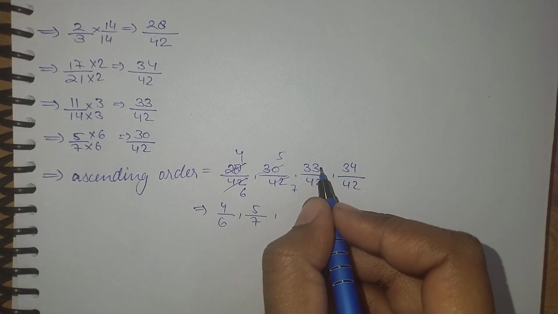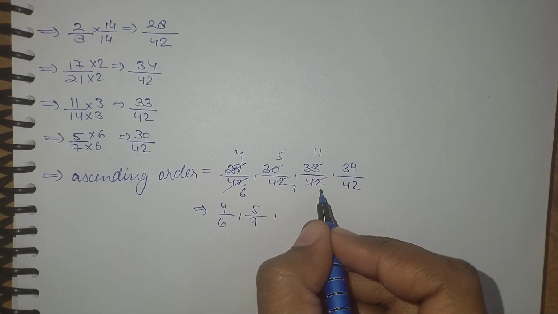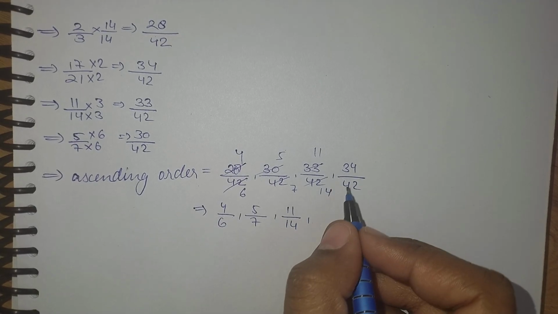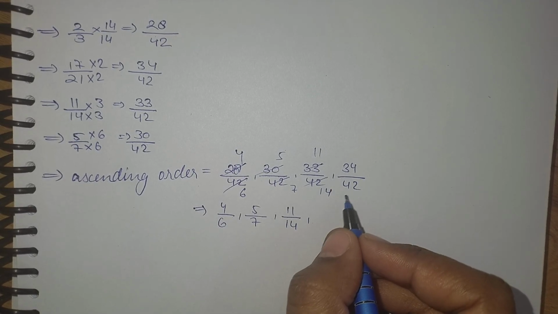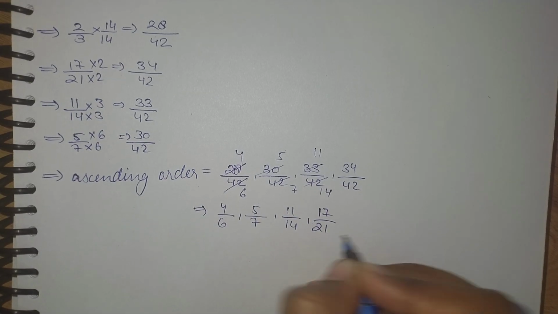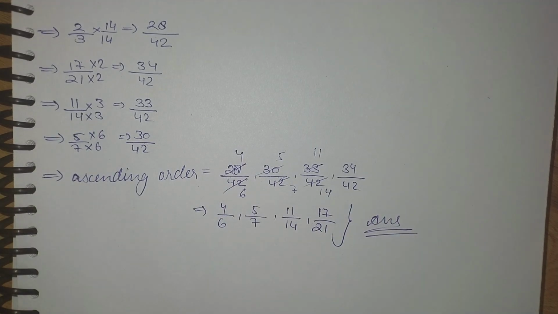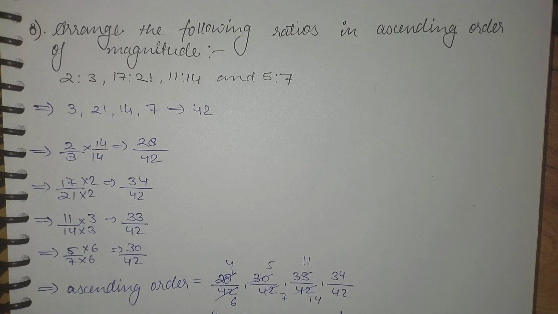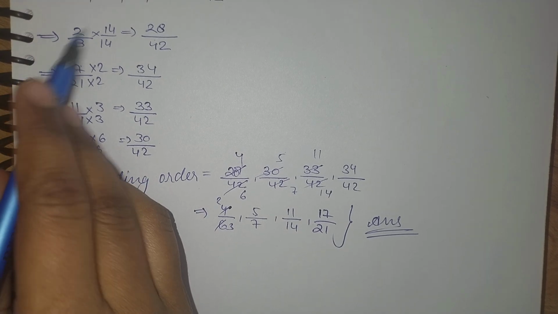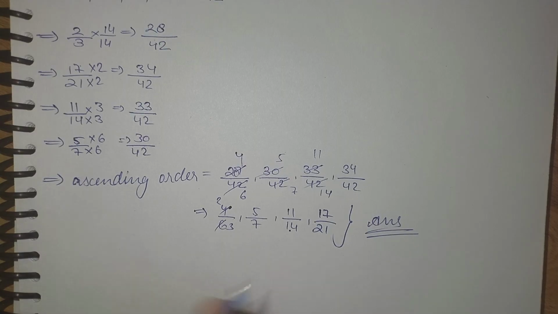Here also if we simplify, 33 by 42 will be cancelled out by 3, so 11 by 14. Here 34 by 42 is 17 by 21. So this is the simplified ascending order here, and this is the ascending order of the given ratios by magnitude. Hence question number 8's final solution is this. Simplifying it, 28 by 42 is the form of 2 by 3. So 2 by 3, 5 by 7, then 11 by 14 and 17 by 21 is the final order.